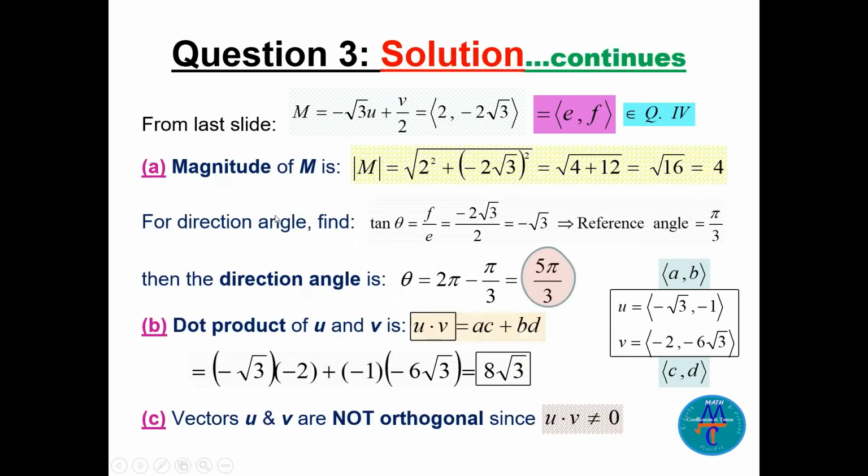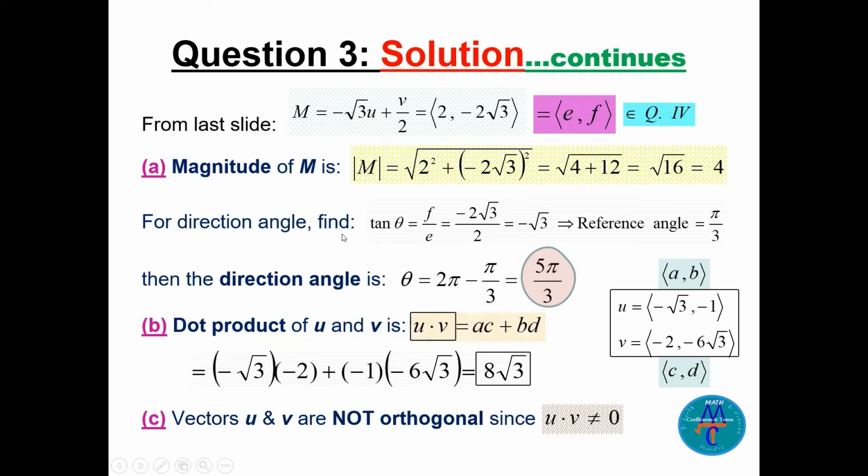Now the rest are easy. 3 parts. We have to find the magnitude of the vector M. The square root of a squared plus b squared. So this is 4. Remember, you square all this x, you square all this y. The square root of 16 is 4.